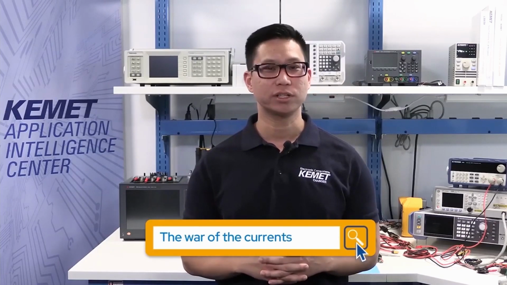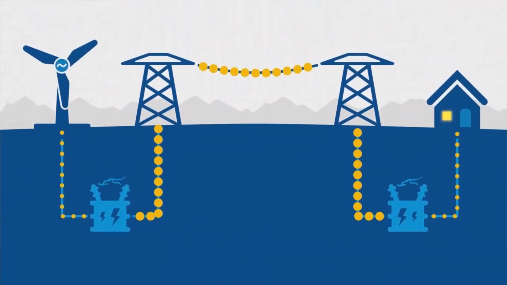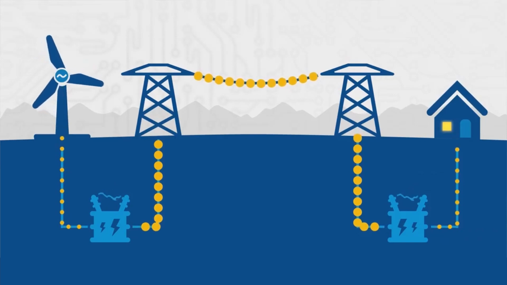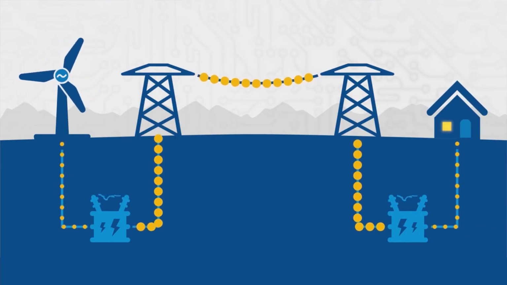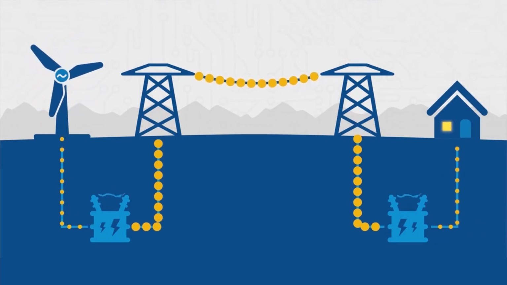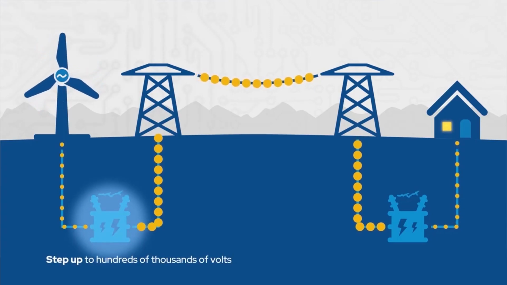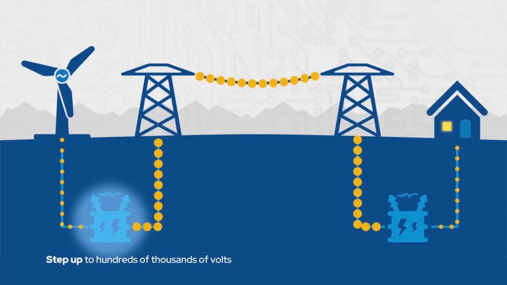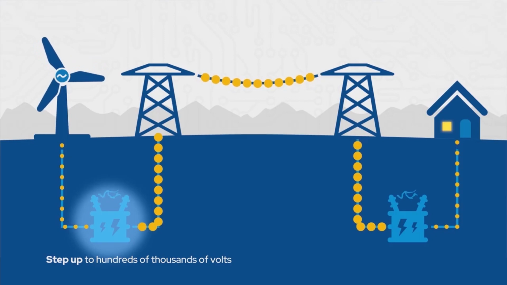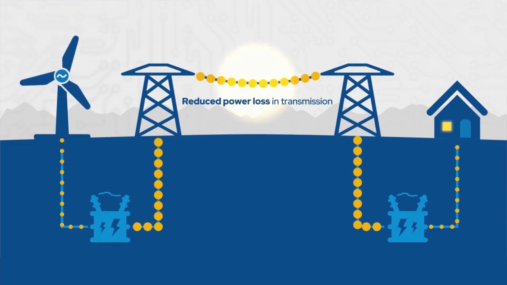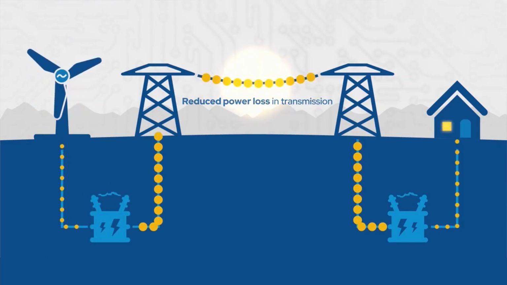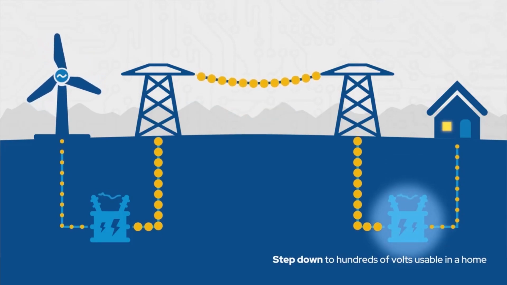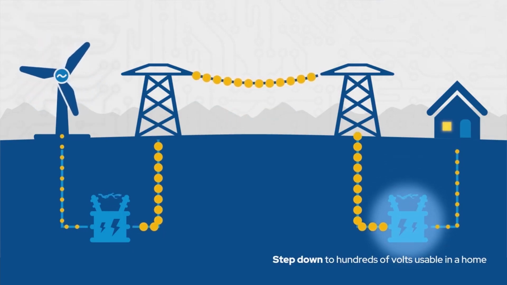So we covered how AC and DC work, but there's still the question of why we have both. If you want all the details, look up the War of the Currents. At the simplest level, we use AC power because it can be easily stepped up or down using simple transformers. By stepping voltage up into the hundreds of thousands of volts, we can transmit the power at a lower current, and this reduces the amount of power loss and transmission. The voltage is then stepped back down into a more usable range of hundreds of volts that can be used in our homes.